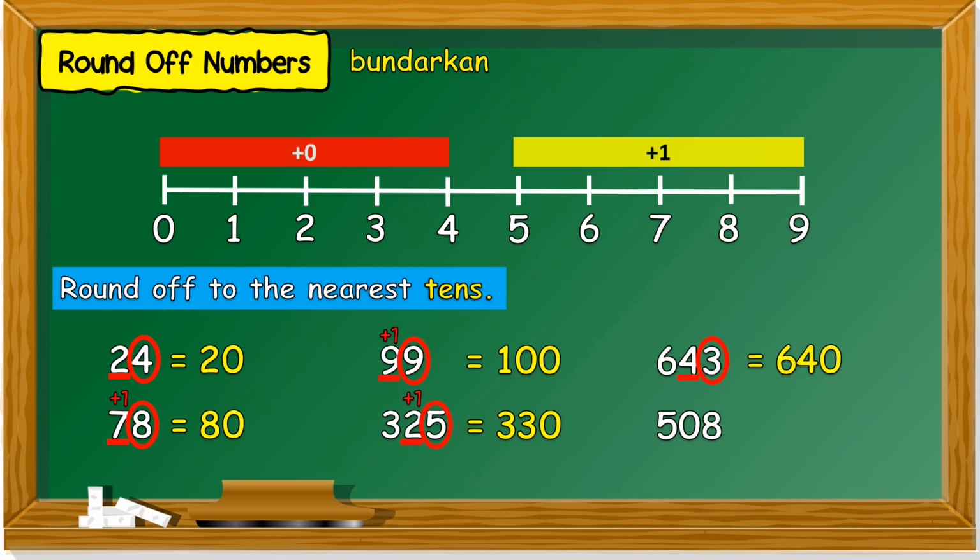Last example, 508. Place value of tens here. Friend on the right. Where is it on the number line? Here. So it's plus 1. So we put plus 1 on top of 0. The answer is 8 becomes 0, 1 plus 0, 1, and 5. So when we round it off, it becomes 510.